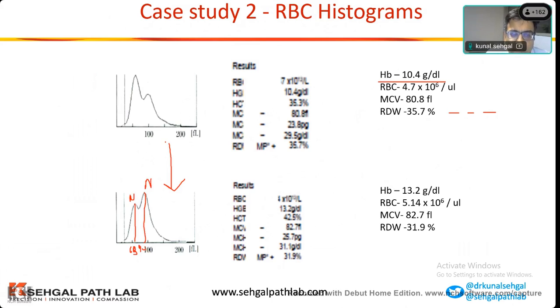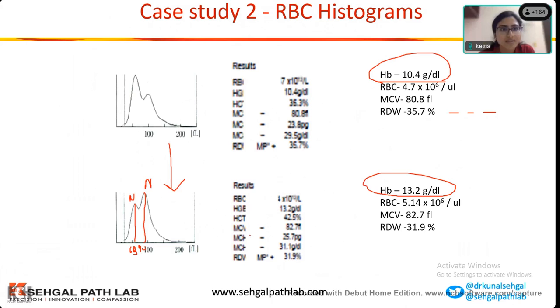So, this patient was given hematinics, and the hemoglobin went from 10.4 to 13.2 in a couple of months. What is the lifespan of RBCs? 120 days, approximately 3 to 4 months. So what happens is, once the microcytic RBC is formed, it is going to be in your body for some time.